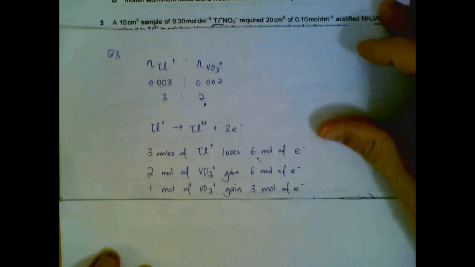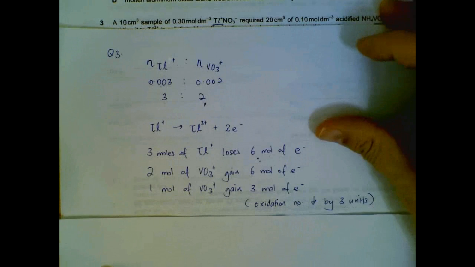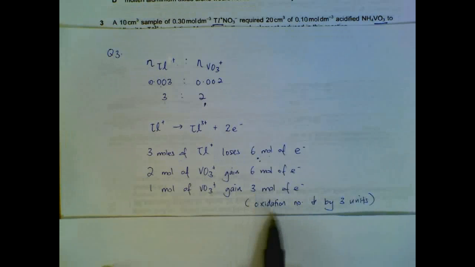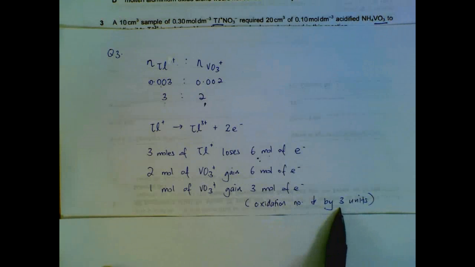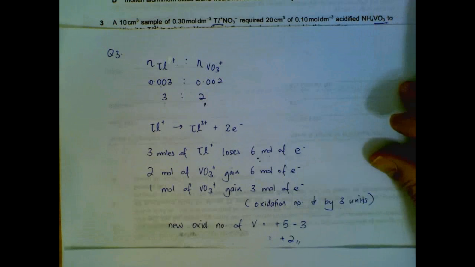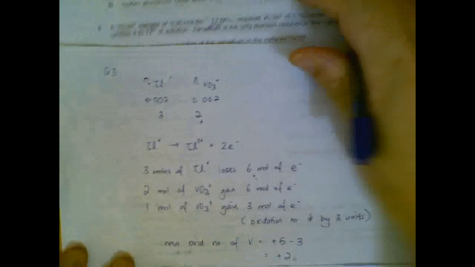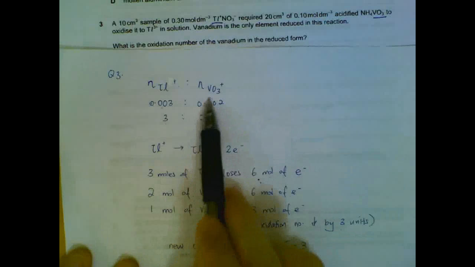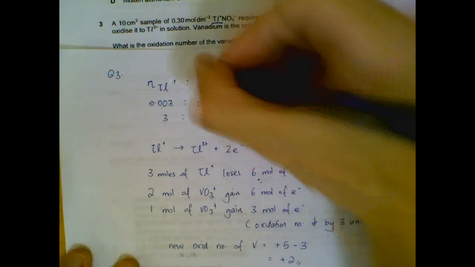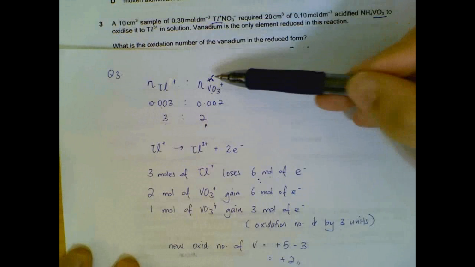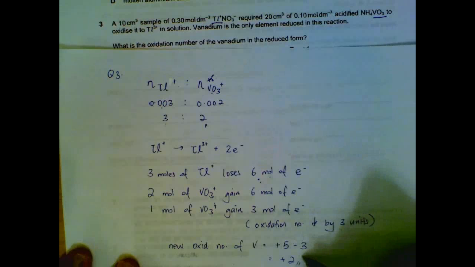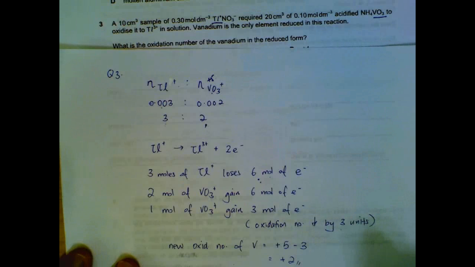What will this affect the oxidation number? It will mean that if you gain electrons, your oxidation number will decrease. If you gain 3 moles of electrons, it will decrease by 3 units. At the start, the oxidation number of your vanadium in VO3- is +5. And since it drops by 3 units, the new oxidation number will be +2.